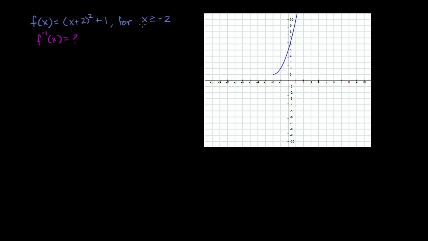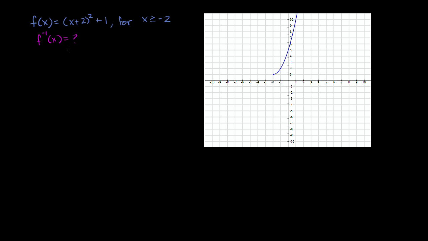And I'll leave you to think about why we had to constrain it to x being greater than or equal to negative 2. Why it wouldn't have been possible to find the inverse if we had just left it as the full parabola. Maybe I'll make a future video about that. But let's just figure out the inverse here.